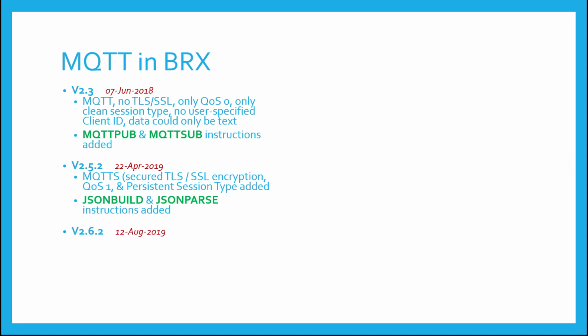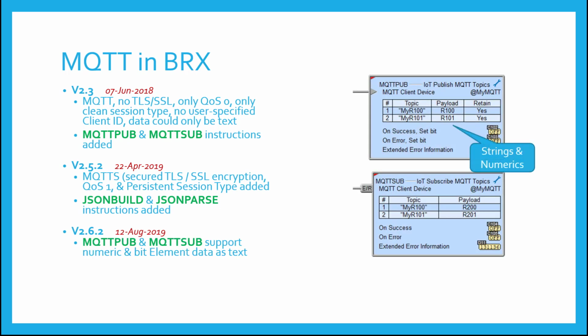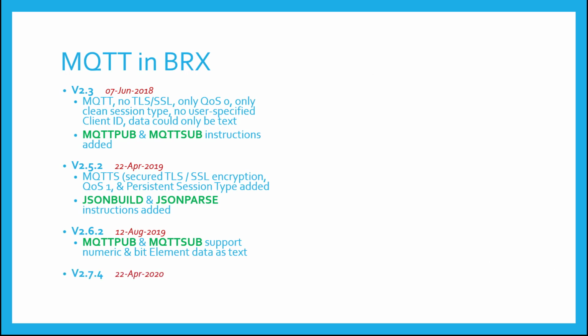Version 2.62 came out in August of 2019. This version changed the MQTT pub and MQTT sub instructions so that they can send and receive numeric data instead of text only. Version 2.74 came out in April of 2020.